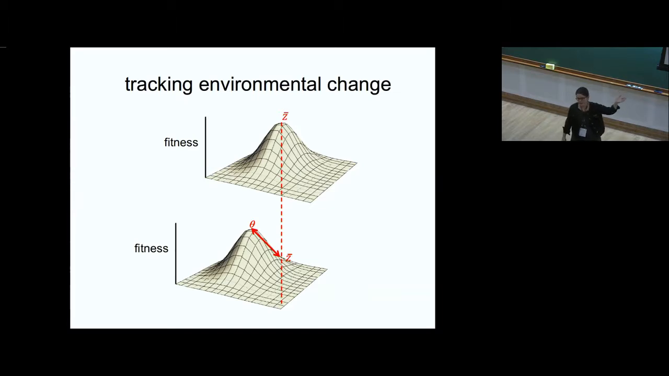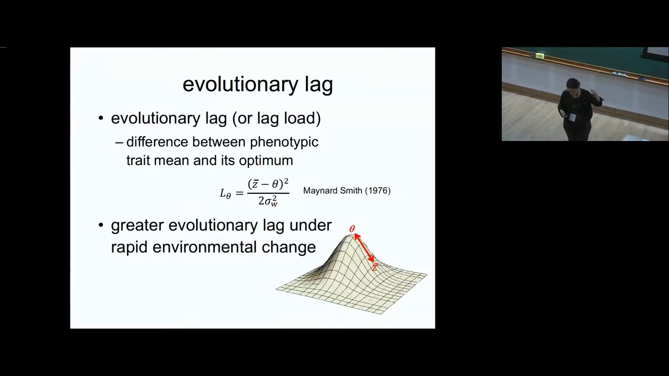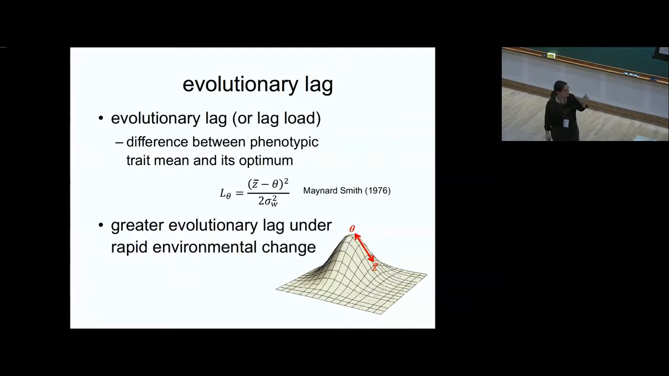And so what can happen? Well, many things can happen, but one thing that could happen is we could have adaptation to this new peak. The term evolutionary lag, sometimes called lag load, is often defined as the difference between the phenotypic trait mean currently in a population and some optimum. This is how Maynard Smith defined it. This is a scaled version.